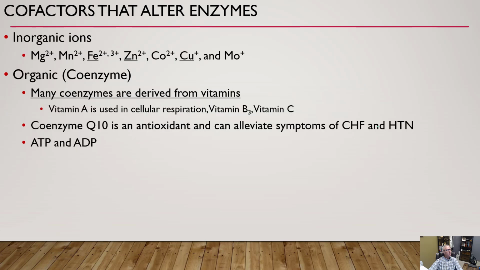So these are going to be like your vitamins and minerals and things that are good for you. So some of your inorganic ions: magnesium, manganese, iron, zinc, cobalt, copper, molybdenum. I can never say that one. Organics, your coenzymes, CoQ10, things that you see on TV. Many coenzymes are derived from vitamins. So, for example, vitamin A is used in cellular respiration, vitamin B3, vitamin C, CoQ10. It's an antioxidant and it can actually help alleviate symptoms of congestive heart failure or hypotension. ATP, ADP, which we'll talk about, it's also a coenzyme.